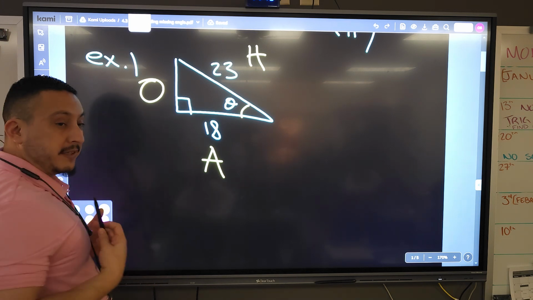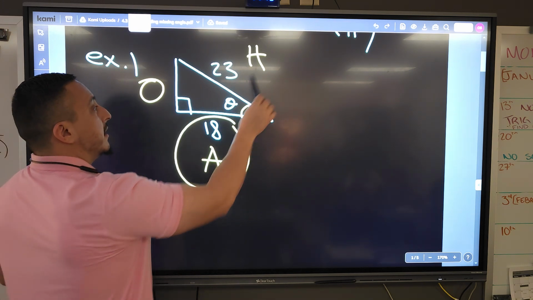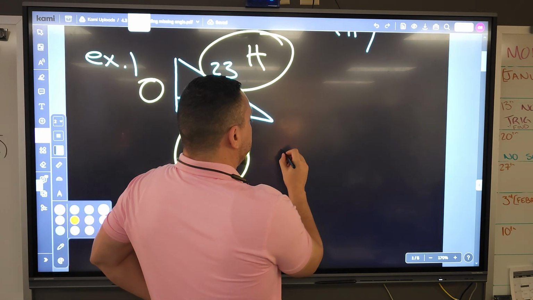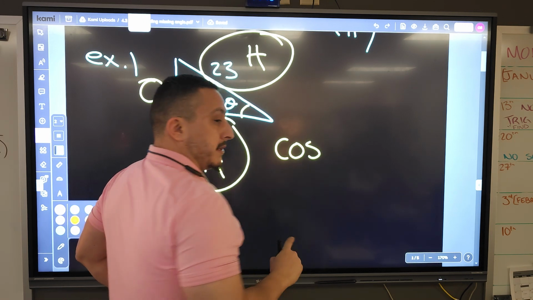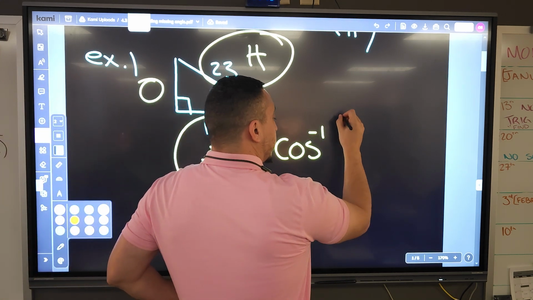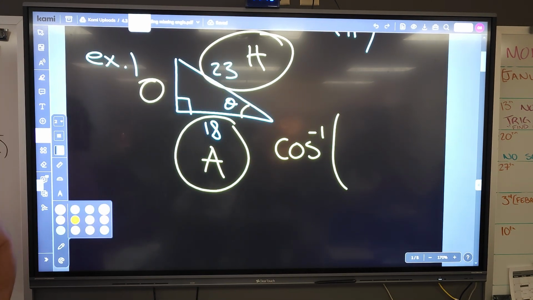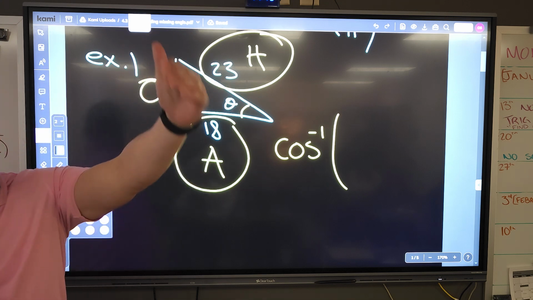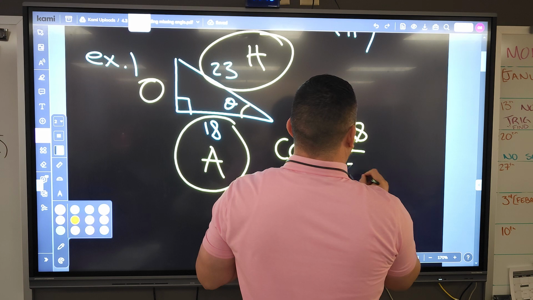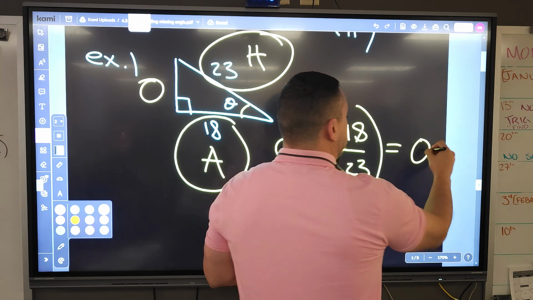So the ones that are relevant to me are the two that they gave me, okay? So in this case, it's AH, right? Only one of these has AH, which is cosine, right? So here's my setup. I'm going to do cosine, but not regular cosine this time. I'm going to do inverse cosine of AH. The order's still the same. A goes on top, H goes on bottom. So 18 over 23. And that will give me my answer of theta.